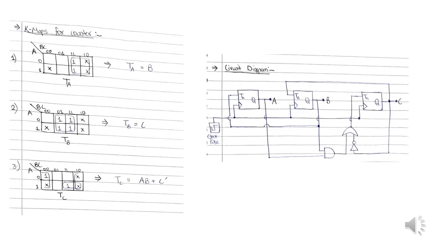For TA, we can easily find a block which represents TA equals B, and the same goes for TB. We easily find a group: TB equals C. For TC, we can find two blocks: TC equals AB plus C complement. With the help of these Boolean equations, we can finally create a circuit diagram. Let's start with TC equals AB plus C dash.